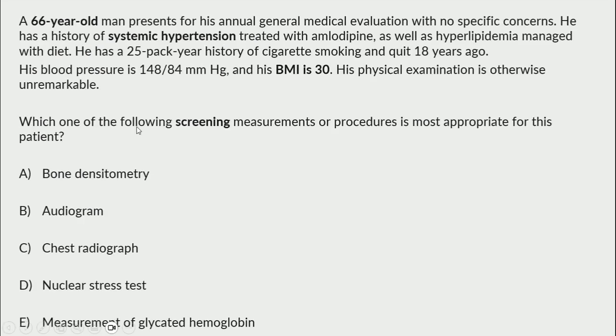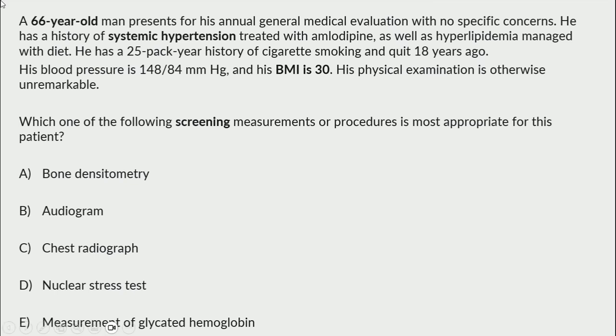Let's do a question. A 66-year-old man presents for his annual general medical evaluation with no specific concern. He has a history of systemic hypertension treated with amlodipine as well as hyperlipidemia managed with diet. He has a 25 pack-year history of cigarette smoking and quit 18 years ago. Blood pressure is 148 by 84, and his BMI is 30. His physical examination is otherwise unremarkable. Which of the following screening measurements or procedures is most appropriate for this patient? Bone densitometry, audiogram, chest radiograph, nuclear stress test, or measurement of glycated hemoglobin.